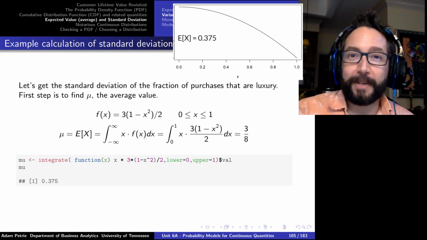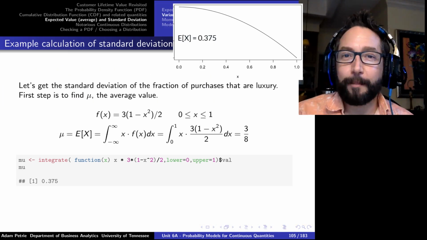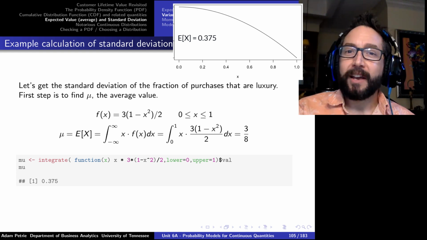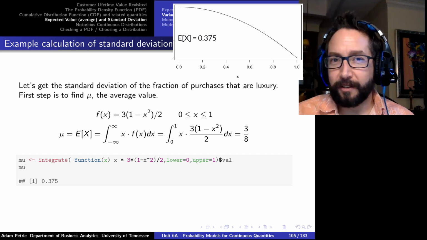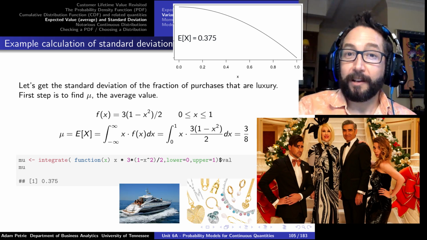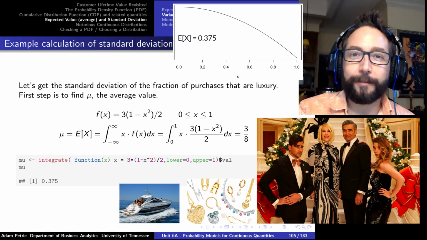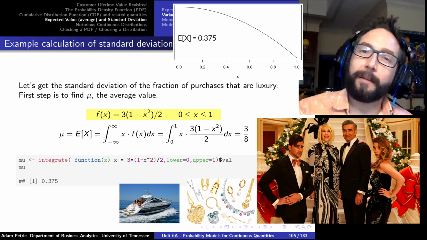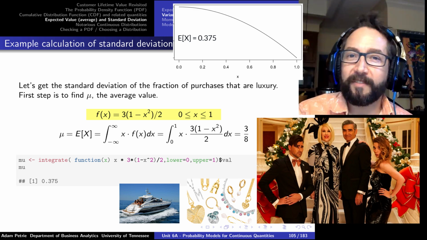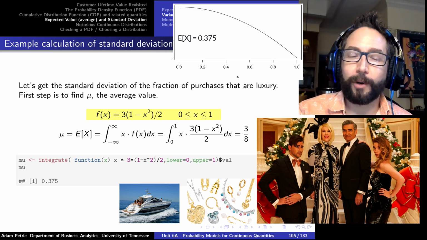So let's do some example calculations of the standard deviation. Going back to the example where our random variable capital X is the fraction of purchases of the upper class that we would consider to be luxury purchases, we have our formula for the PDF little f as just 3 times (1 minus x) squared over 2, valid for values of x between 0 and 1.